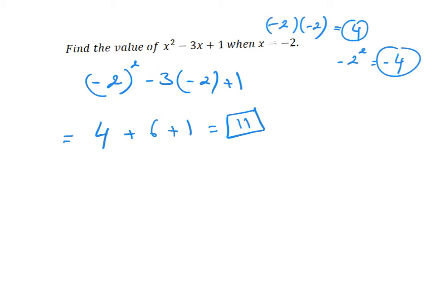So as you can see here, we used PEMDAS, right? PEMDAS, the order of operations. That's going to be parentheses, exponents. So we use exponents here first, right? And then we use multiplication. This is times -3 times -2. Then we use addition here.